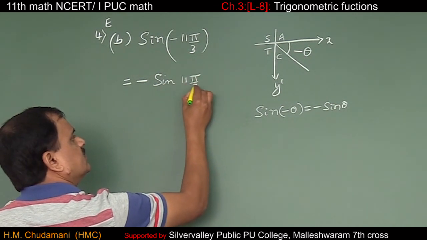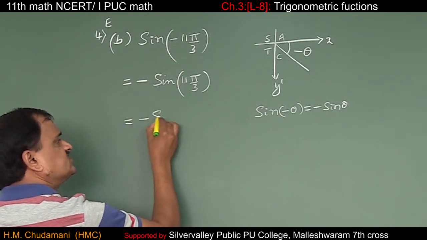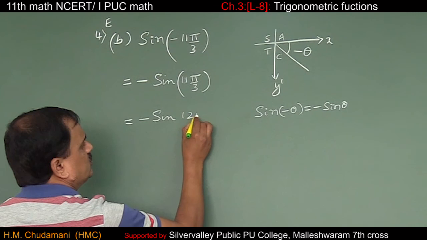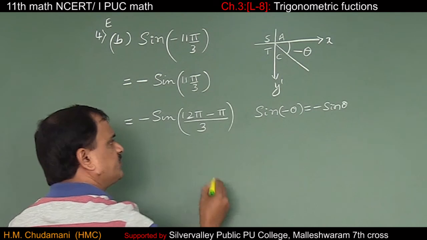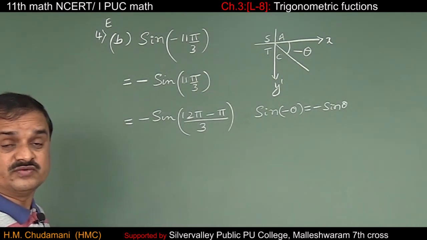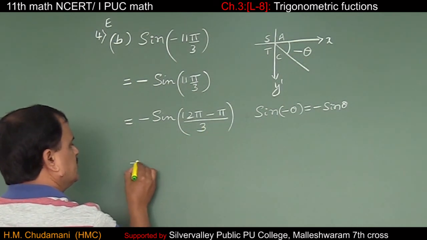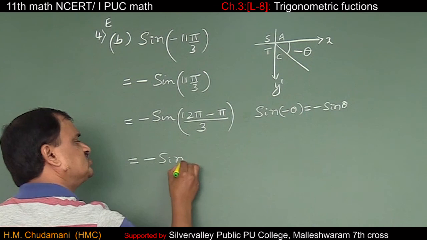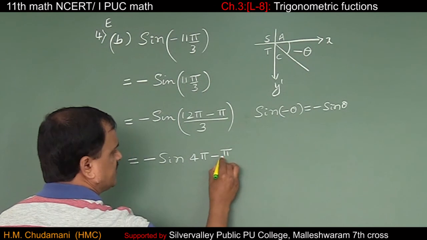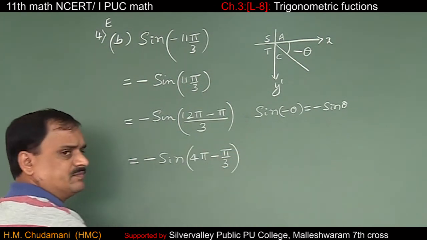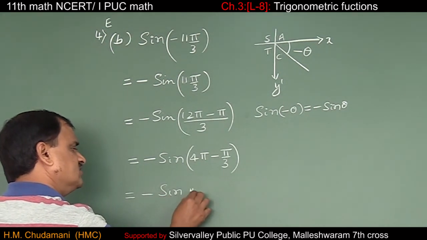11 pi by 3. Check the multiple of 3 nearest to 11, which is 12. So 12 pi by 3 minus pi by 3 gives 11 pi by 3. 12 by 3 means how much? 4 times. So 4 pi minus pi by 3. This is equal to sine of pi by 3.